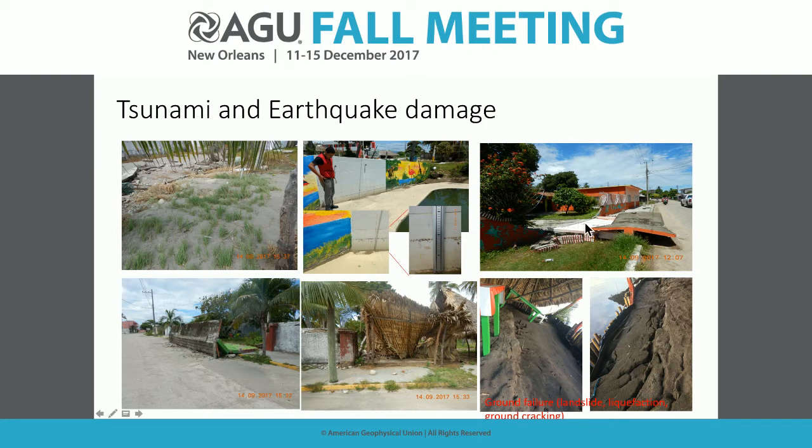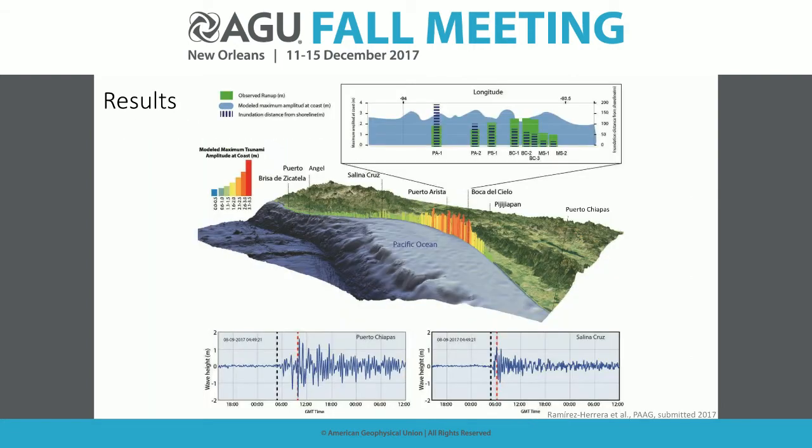We also record some of the earthquake damage in Chiapas that was not as bad as in Oaxaca state. In Oaxaca, Tehuantepec had more damage produced by the earthquake, but not by the tsunami. And we also record some geological observations like ground failure, landslides, liquefaction, and ground cracking close to the area. And here are the results of what we found.